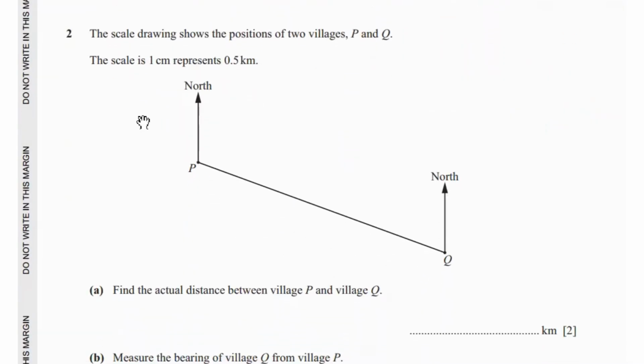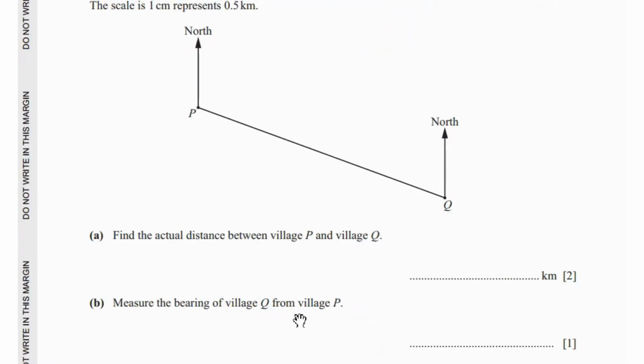The scale drawing shows the position of two villages P and Q. The scale is 1 centimeter represents 0.5 kilometers. Find the actual distance between the villages P and Q. So for this, you will use your ruler, measure the distance between P and Q, and whatever you get, you will multiply it by 0.5 to get the actual distance. Actual distance will be in kilometers, and the one on the map will be in centimeters.